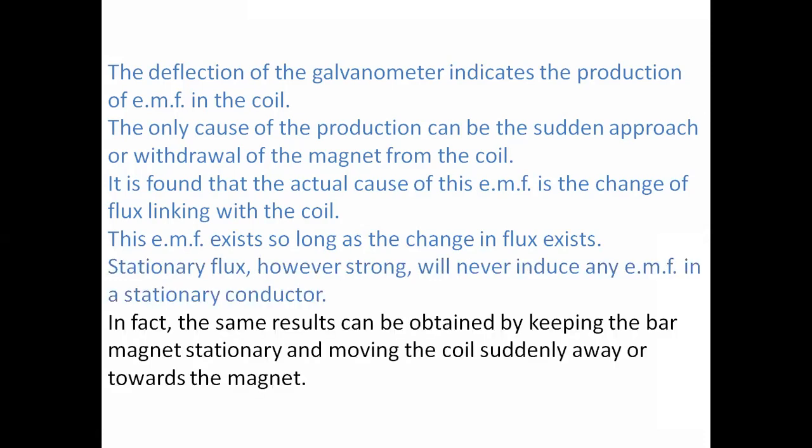In fact, the same results can be obtained by keeping the bar magnet stationary and moving the coil suddenly away from or towards the magnet. So we can produce the EMF. Similarly, the magnet is fixed and the coil is moving towards and away from the magnet. In such a situation also we can get the EMF in the coil. There are two ways.